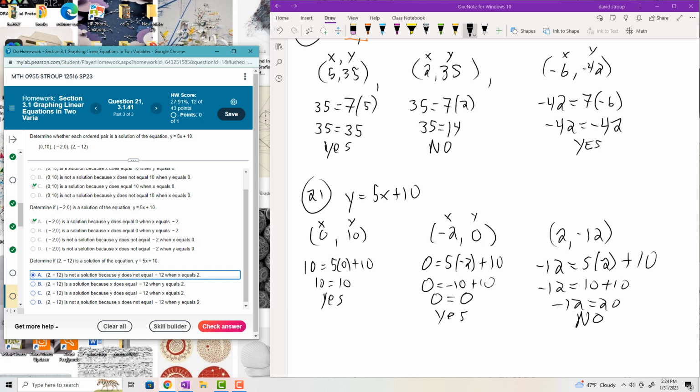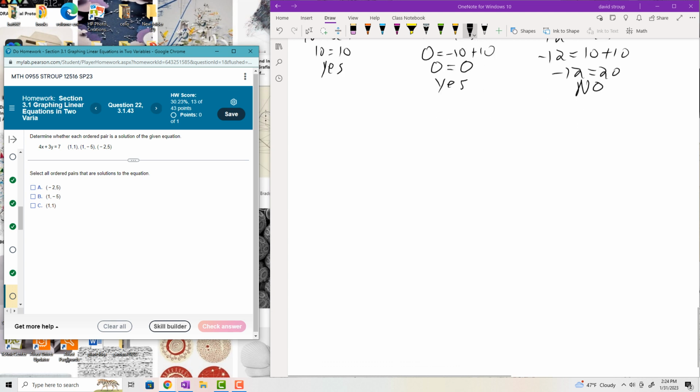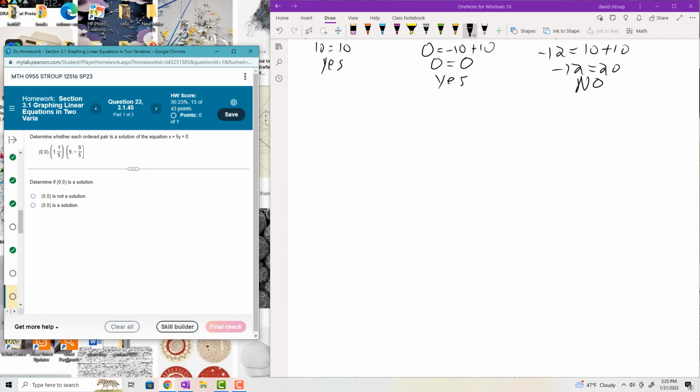Let's read the other one again too. So 2 negative 12 is not a solution because x does not equal negative 12. So that's definitely not true. So the x, no. Okay, so it has to be A. And yay. Okay. This is just more of the same. Just kind of the format of the question is written differently.